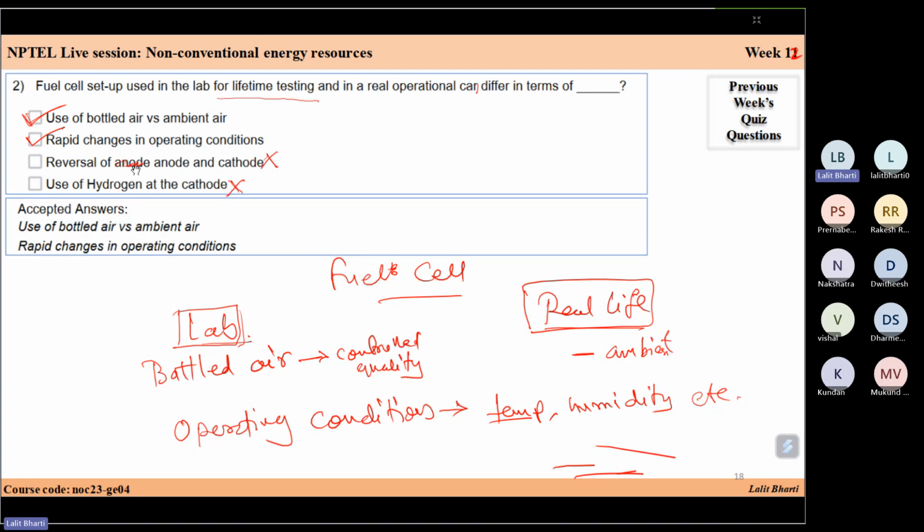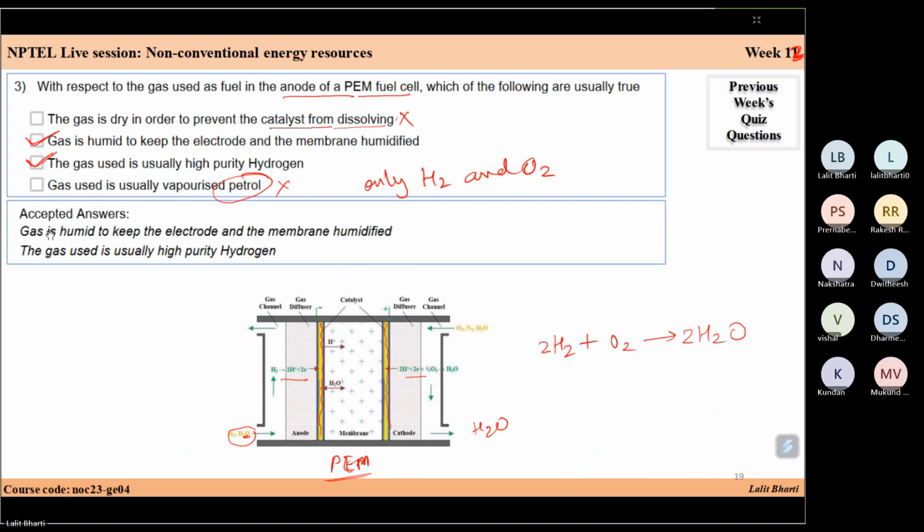Then the reversal of anode and cathode. That is not correct because in lab testing or in real life testing, your anode or cathode will not be changed. It will remain the same. Use of hydrogen at the cathode. We have already seen that we use hydrogen at the anode and oxygen at the cathode, so this is also incorrect. So options 1 and 2 are correct.